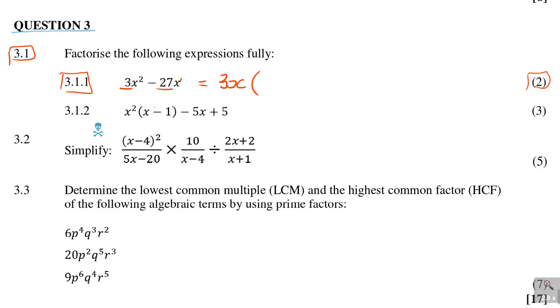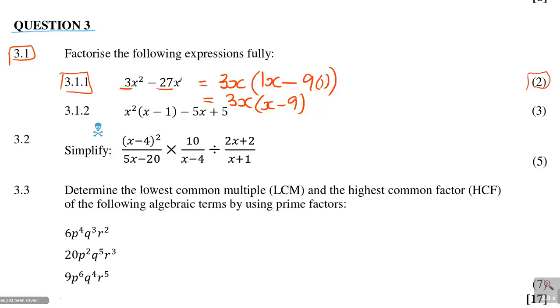So when you're factorizing, it's as good as you're dividing. So you're saying 3 into 3 is 1. x into x squared is x. Minus 3 into 27 is 9. x into x is 1. So it's 9 and 1 there. So you close the bracket. So when you simplify it, you've got 3x, and then you've got x minus 9.